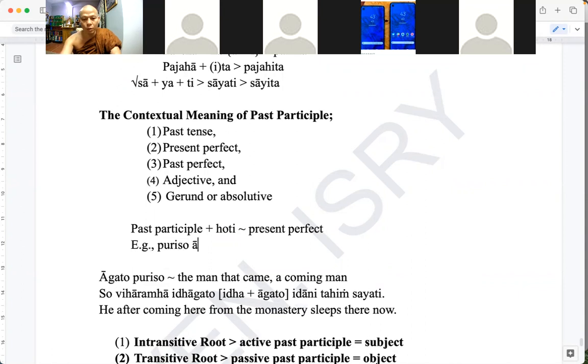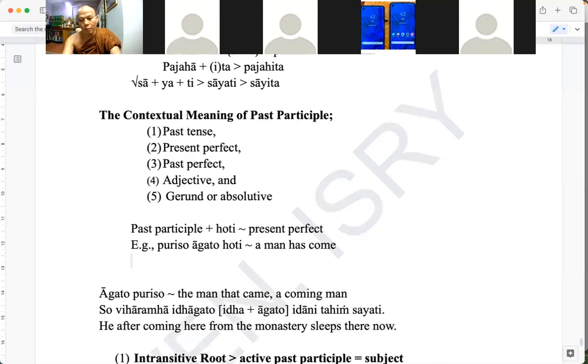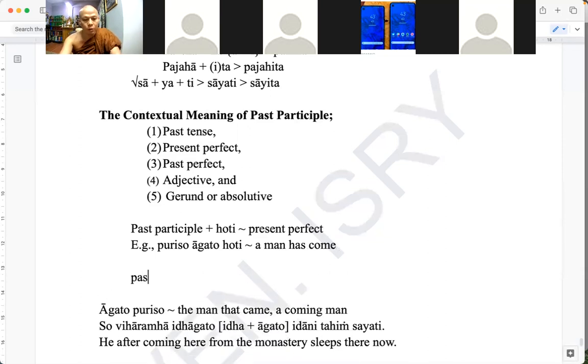For example, Buddhiso and the Agado, and after that it may be hoti. When you see such a sentence, it can be understood as, a man has come, in the present perfect. And also, a past participle with the past tense like ahosi, based on singular or plural, is the past perfect.